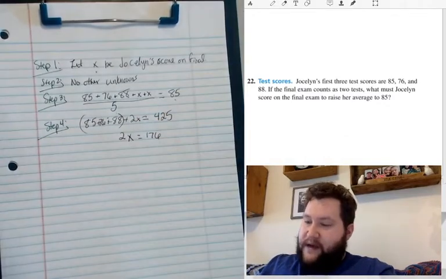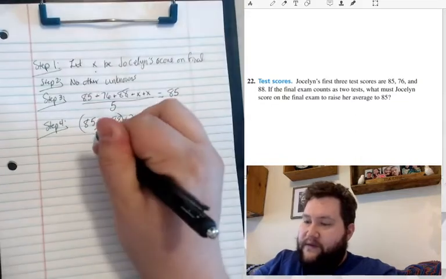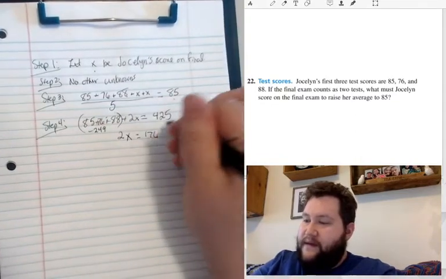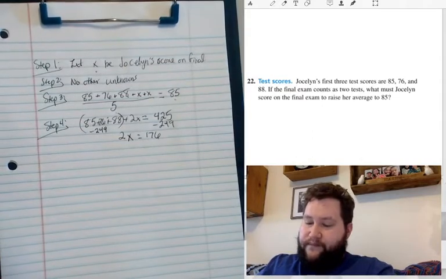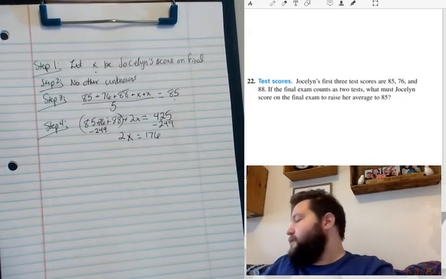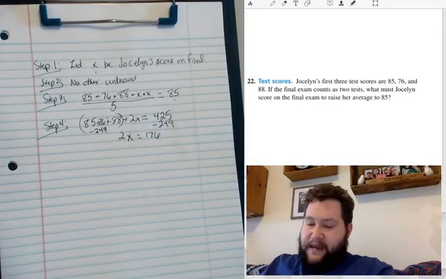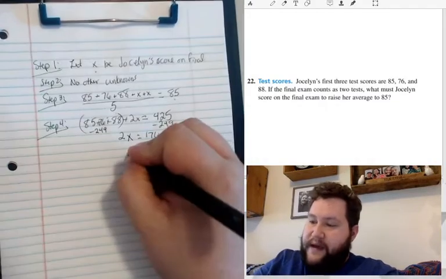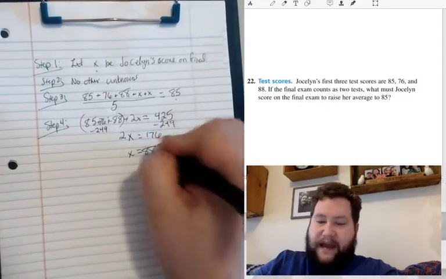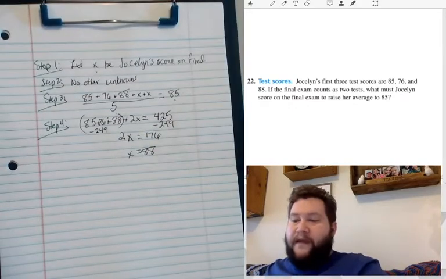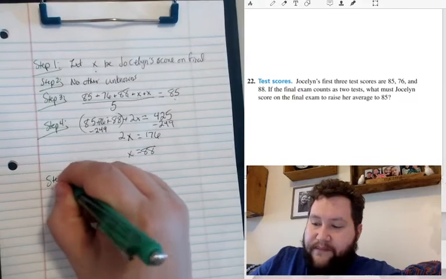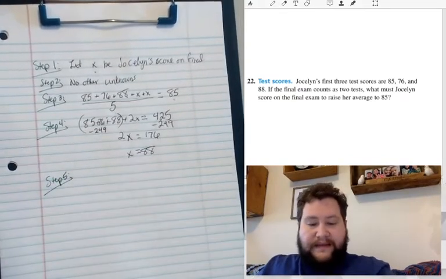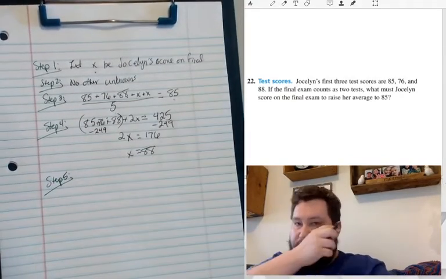So here I just added those up and subtracted it. And just to give you an idea, 85 plus 76 plus 88 is 249. Double check my math always: 425 minus 249 is 176. And then we divide by 2, x is equal to 88. So step 4 says solve. Step 5 says answer the question that's asked in the problem.